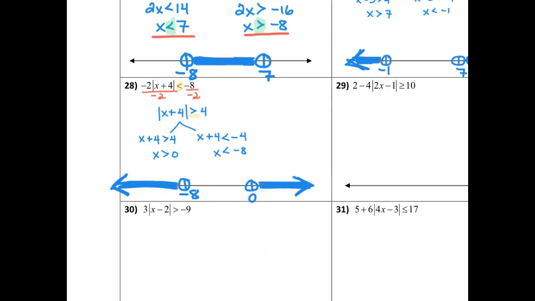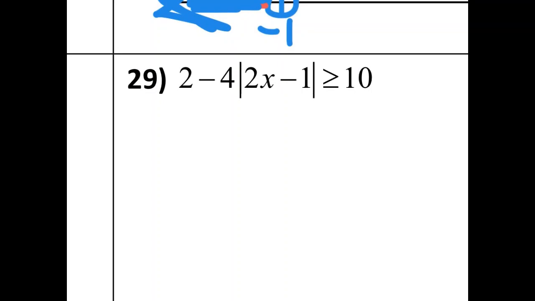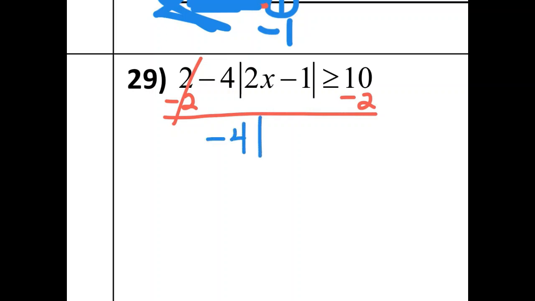Now 29 has a few more steps, so let's take a look at this. For this one, we want to start by subtracting the 2. Be careful and don't do 2 minus 4, because the 4 is multiplied by the absolute value, and we're going to wait, and then we're going to divide by the 4 later. But for now, we just want to subtract the 2 so that the 2's cancel. Bring down the minus sign with the 4.